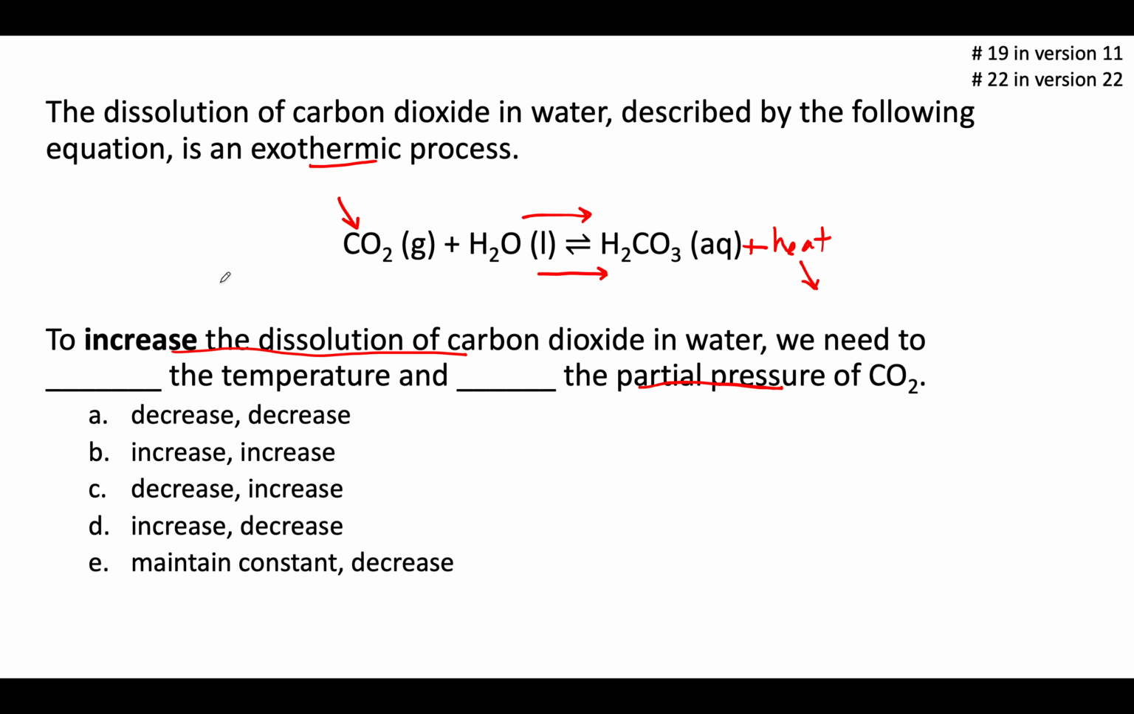So overall, what we're saying here is that we need to decrease the temperature, remove heat basically, and we need to increase the concentration or increase the partial pressure of CO2. So the answer to this particular question was to decrease and then increase. And the answer choices are different for each of the versions. In this case, I copied the answer choices for version 11.